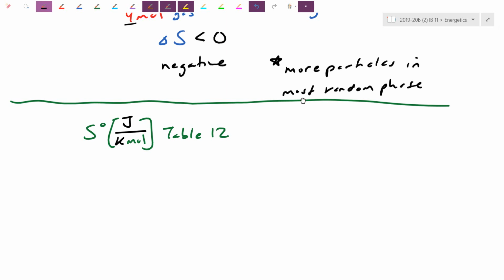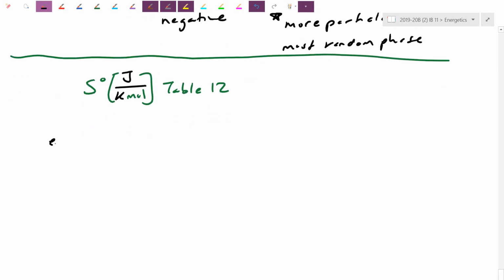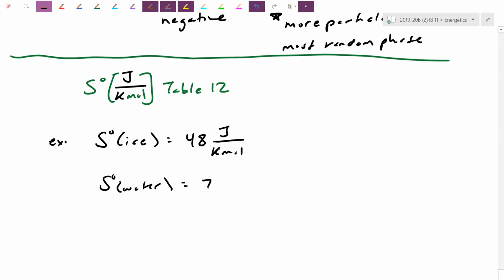I mentioned this number is very, very hard to measure, but let me give you some of the values they have. The entropy of ice, so water as a solid, the amount of chaos and energy locked away in these microstates, is 48 joule per Kelvin mole. When water is a liquid, H2O, it's now 70 joule per Kelvin mole. The entropy of water as a gas, steam, is now 189.